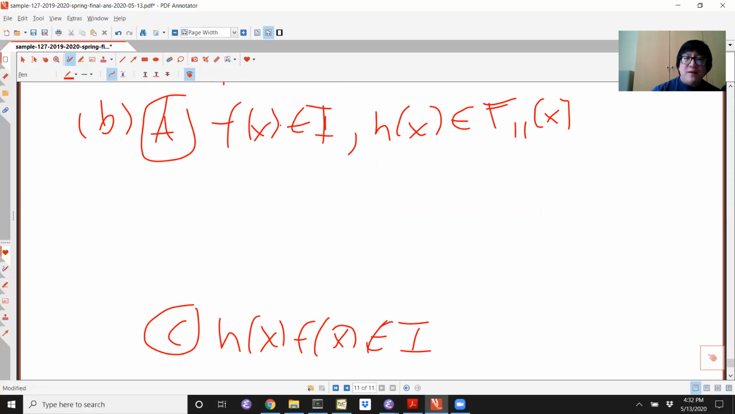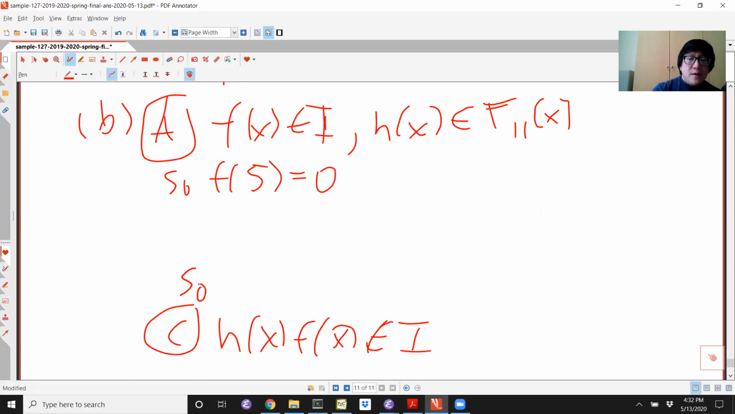So what does it mean for f of x to be in I? That means that f of 5 equals 0. And there aren't any conditions on h of x. That's actually, in some ways, the more interesting part of the proof, because there are no conditions on h of x. So we can't really do anything with that.